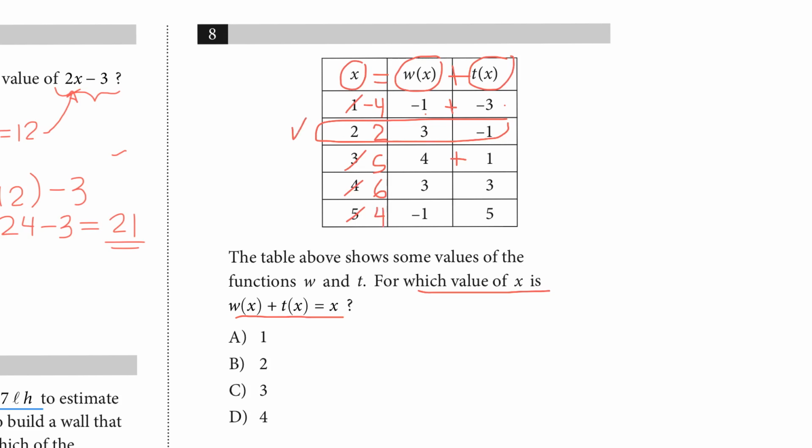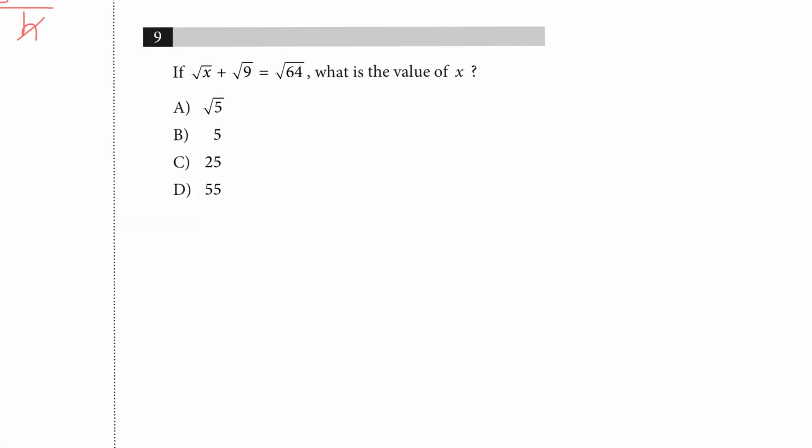And what is the value of x here? Well, when x is 2, we get 3 for w and negative 1 for t. And when we add 3 and negative 1, you get 2. So in this problem, x has to be 2. So the answer was B for problem number 8.